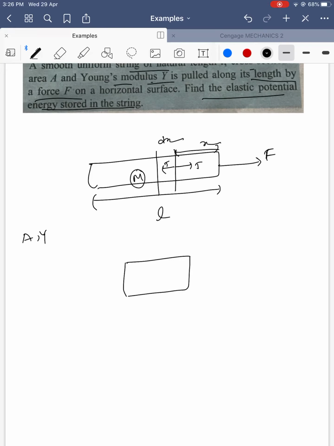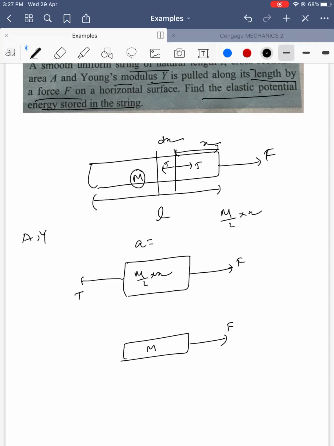If it is x, how much mass will be there? Mass per unit length is constant, so M by L into x is the mass. The force F is acting in one direction, and the reactive force T is acting in the backward direction. How much is the acceleration a? To get a, let's draw the free body diagram of the entire body. Force F, mass M, so a is equal to F by M.